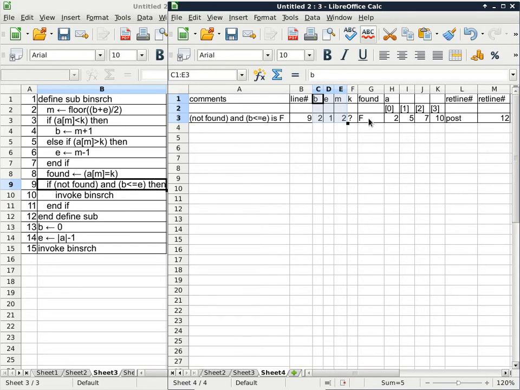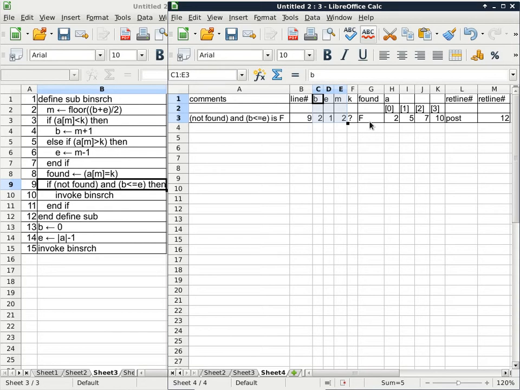That's already enough reason why the conjunction is false. Now, if found is false, what is that telling you about A bracket M and K, the relationship between A bracket M and K at this point? They cannot be the same, right? So we know A bracket M, using the current value of M, which is 2, cannot be the same as K. So we know that K cannot be 7. That part we know for sure.